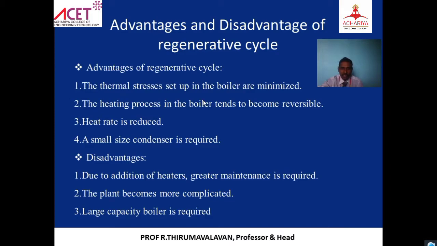So the heating process of the boiler tends to become a reversible process. The heat rate is reduced. And because we take bleeding 4 or 5 times, the requirement of condensation will be reduced, so automatically the condenser size is small. Due to the addition of heaters, greater maintenance is required because 3 or 4 heaters are coming. All are heaters; a regenerator is actually a heater. Like the heat rejection in a condenser, here it is going to be a heat addition process. So many heaters come, so we need more maintenance of those heaters.